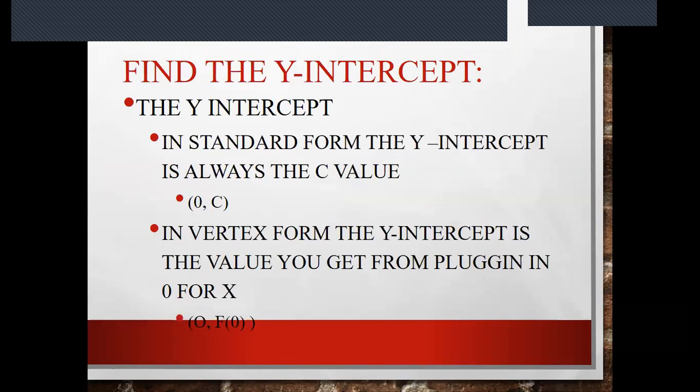Awesome. Next part, y-intercept. In standard form, the y-intercept is always the c value. Your y-intercept is always your C value, and that's just the constant, the last number. In vertex form, the y-intercept is the value you get from plugging in 0 for x.